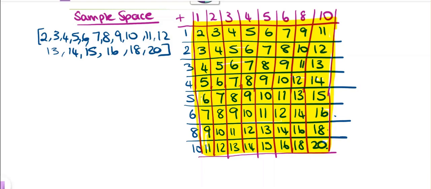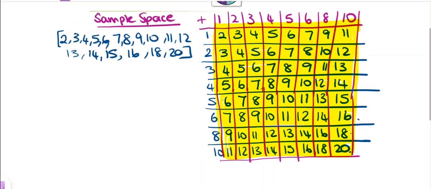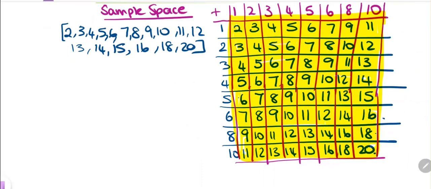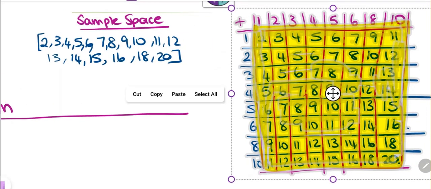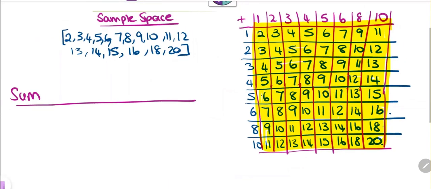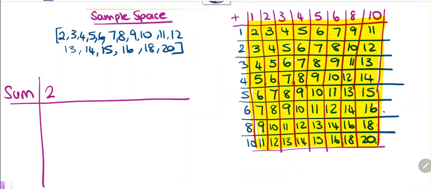So how many 2s? Let's think about creating our frequency table. So our sum of our values, let's just move this over a bit. We've got 2. So scoring 2, there's just one of them. To score 3, there are 2 of them. So this here is our frequency.